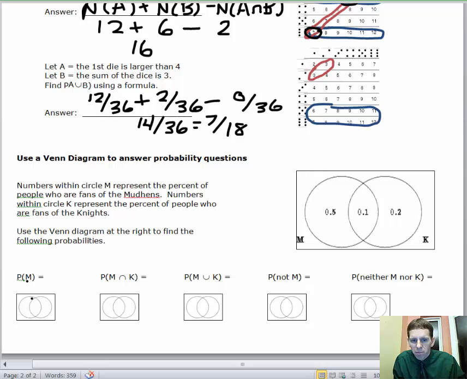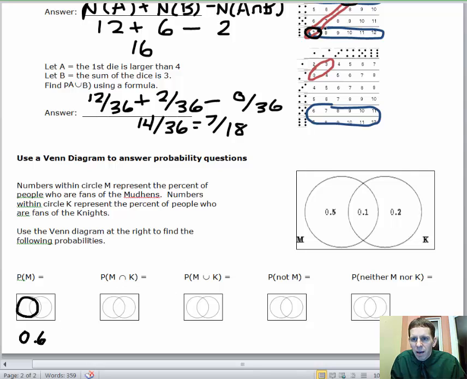And we're going to start with the probability of M, the probability that somebody likes the Mud Hens. So what we're working with is any number that's within this circle. Any number would include the 0.5 and the 0.1. They're both within this big circle. So we'd say the probability is equal to 0.6.